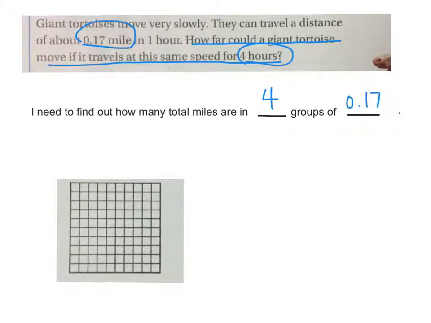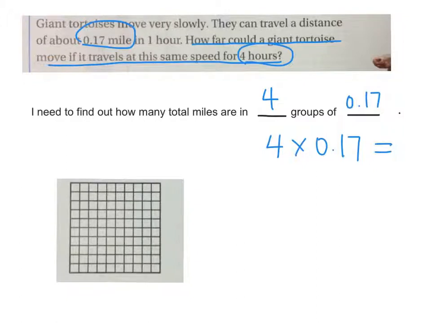Awesome. Okay, so in 1 hour, how far can the turtle travel? 17/100ths of a mile. How many groups of hours do we have now? 4 groups, and in each group, he can travel 17/100ths. So we need to find out how many total miles are in 4 groups of 17/100ths. Now, how can I write that sentence into a number sentence? Change this word sentence into a number sentence. Siddharth? 4 times 17/100ths, and that's what we're trying to find, and that's how we would solve this math problem. Go ahead and take good notes by writing this down in your notebook.